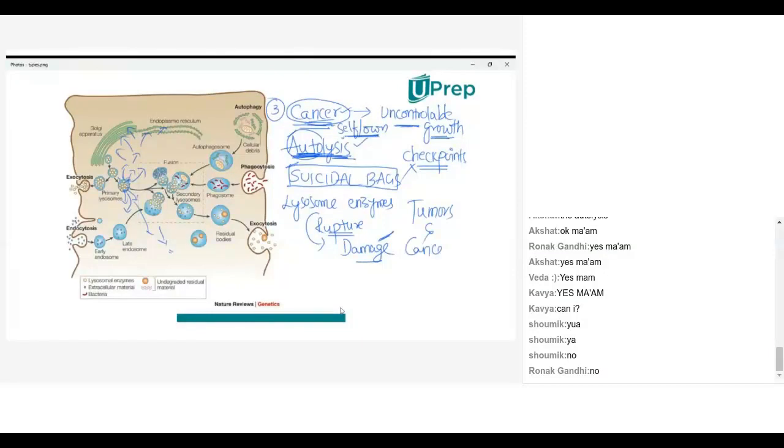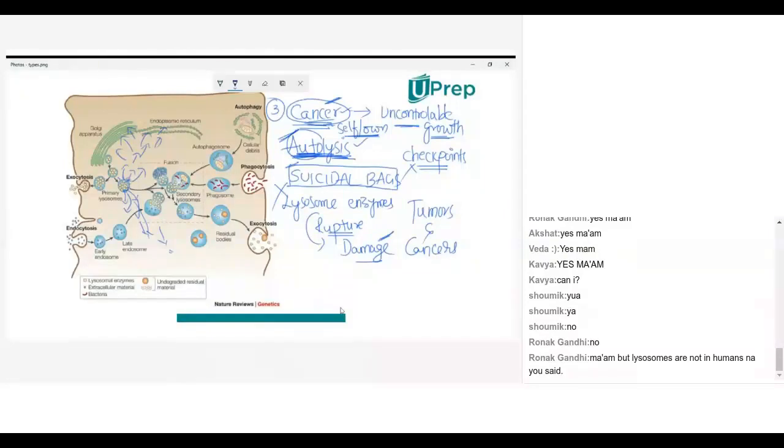So if the proper function of lysosome is not happening, then it may result in autolysis that may cause a very dangerous situation called cancer. This is a point related to lysosome activity. If the activity is not done properly, the lysosome enzymes come out. Instead of digestion, if they come out, then they will damage the whole structure of the cell. Then it may cause cancer.